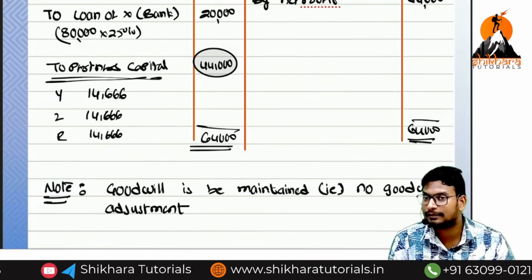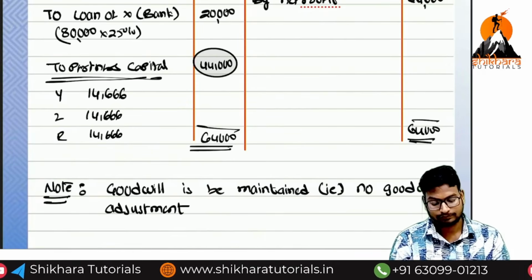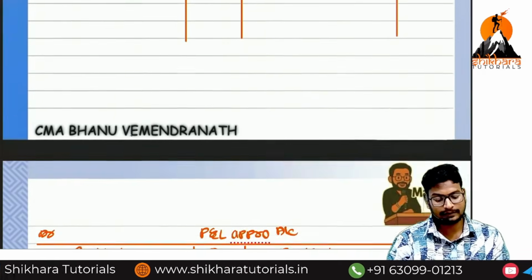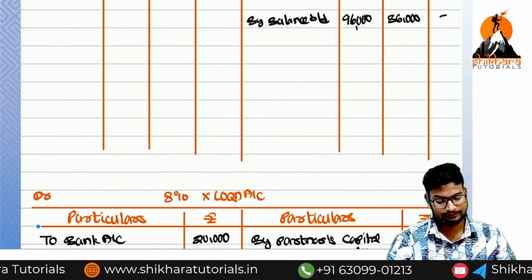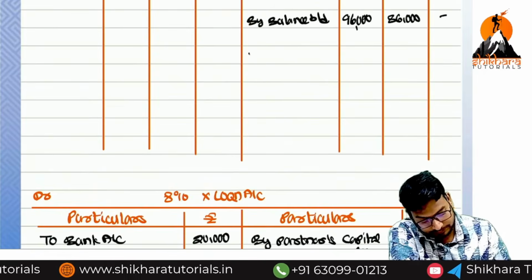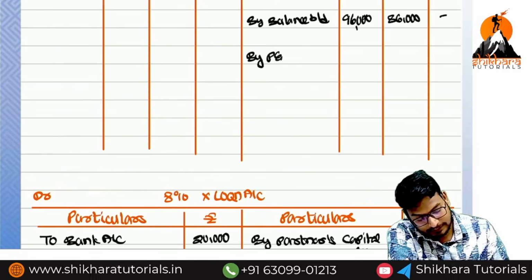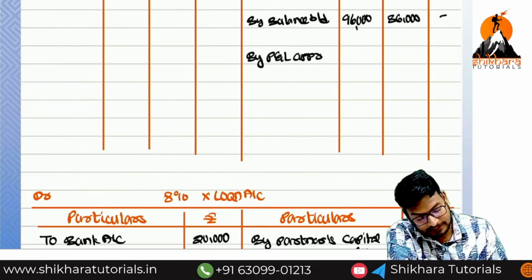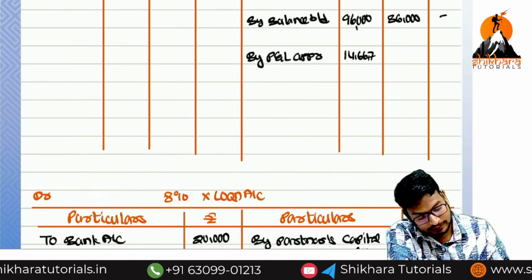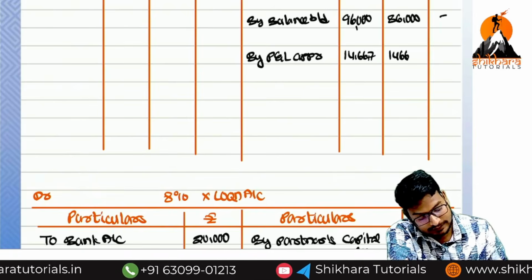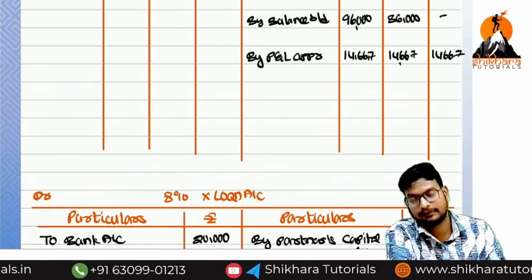New partners' capital account, old partners' capital account. So go to the new partners' capital account. Which side? Credit side. By P&L appropriation account. How much? 14,667, and 14,667. Completed.